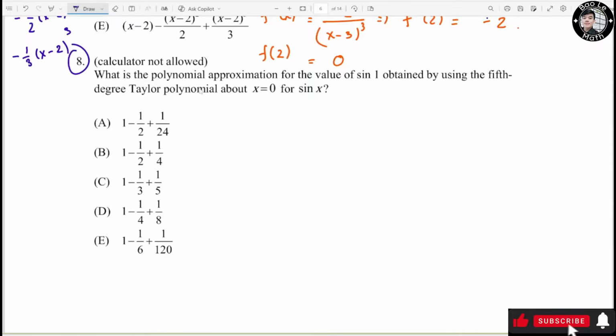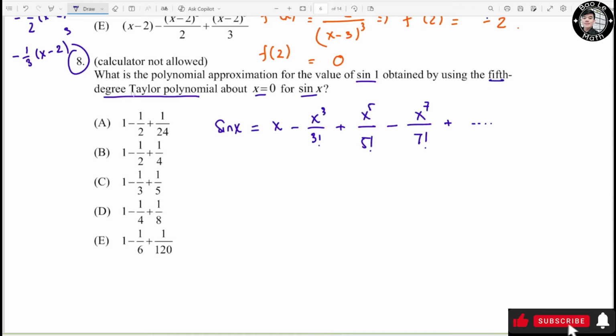Question 8. What is the polynomial approximation for the value of sine of 1 obtained by using the 5th-degree Taylor polynomial about s equals 0 for the function sine s? Alright, this is very simple, right? So we have sine s is given by the formula. Now we only need 5th degree, right? So we stop right here, right? So we have sine s is approximately s minus s cubed over 3 factorial plus s to the fifth over 5 factorial. Now we need to approximate sine of 1, right?